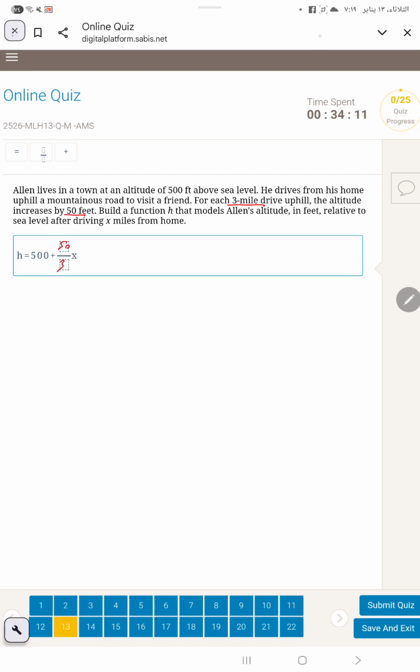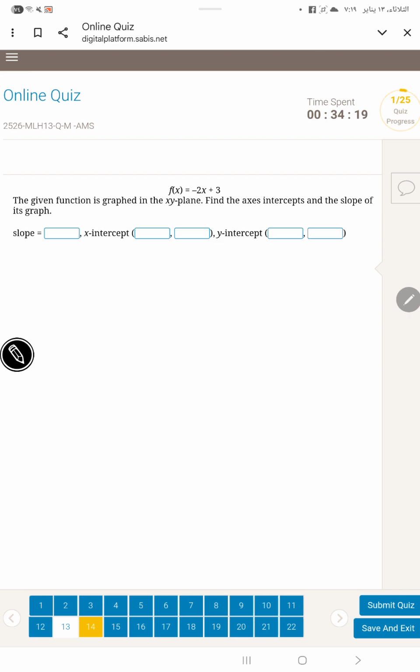Now question number 14. The given function is graphed on the xy plane. Find the axis, intercepts, and the slope of the graph. The slope is the coefficient of x, which is -2. For the x-intercept, we plug y equals 0. And for the y-intercept, we plug x equals 0.